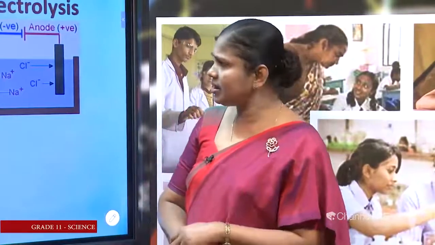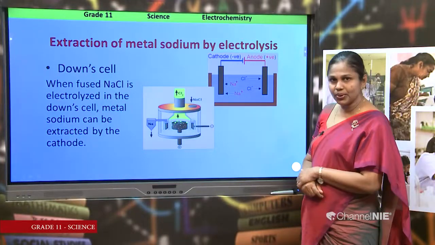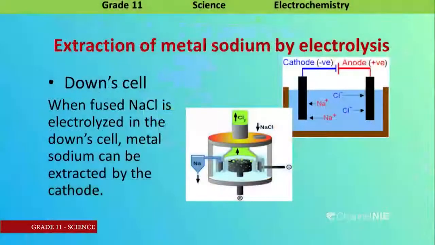Just remind yourselves of the electrolysis of fused sodium chloride, right children? Look at this setup. Here there are two types of ions in the solution because this is fused sodium chloride: sodium ions and chloride ions. As we have learned, positive ions are attracted to the negative electrode and negative ions are attracted to the positive electrode, or the anode, right?